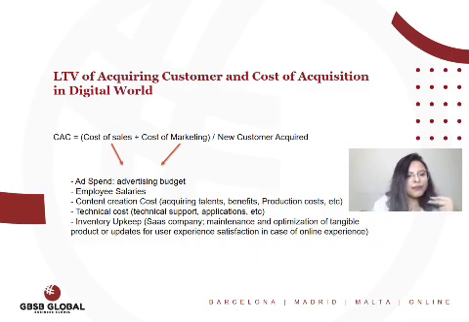The inventory upkeep is relevant if we are talking about a SaaS company, I mean all the technicalities and inventories in question, maintaining and optimizing the tangible product or the costs related to updating the user experience satisfaction, if we are talking about an online experience. So everything related to the cost of sales and the cost of marketing is added together, divided by the number of new customers acquired. You will end up with a number which is the CAC.